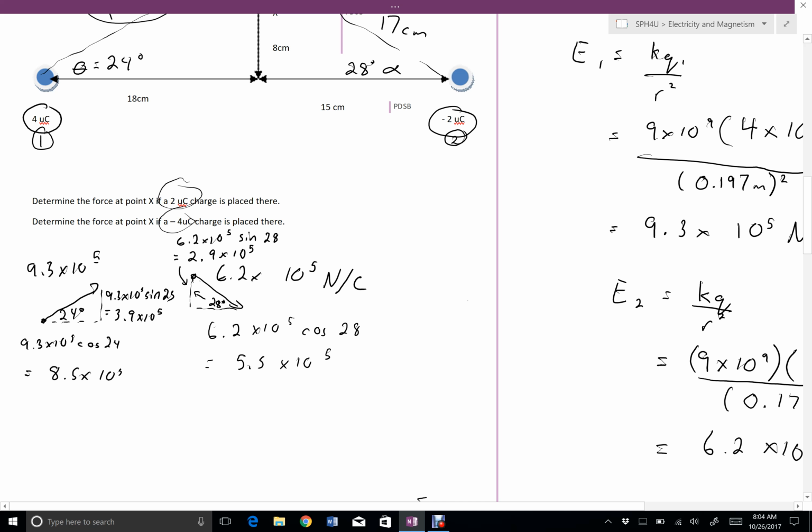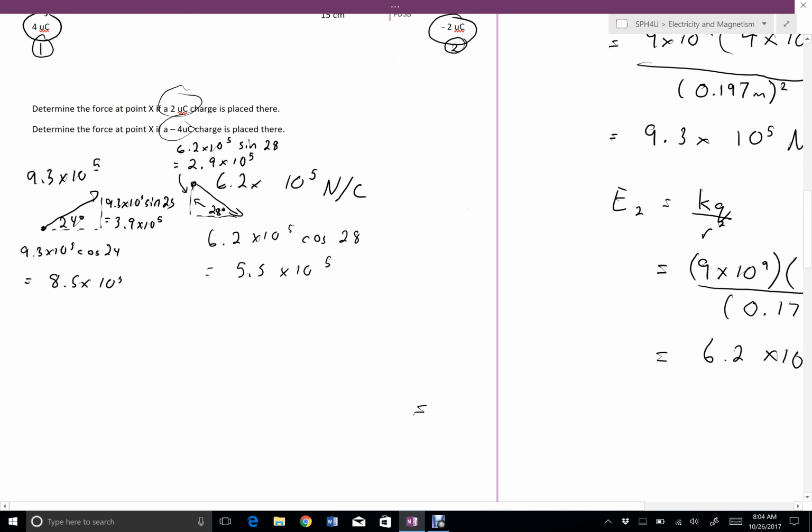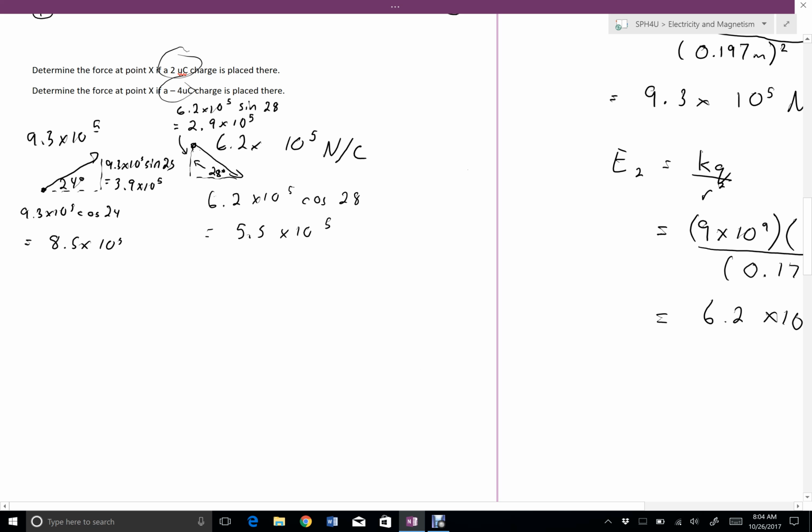Now all we have to do is add our individual components to come up with our total electric fields. I'm going to deal with my x direction and my y direction separately. I have my electric field from point 1, I have my electric field from point 2. So in the x direction, I have 8.5 times 10 to the 5. And in the y direction, I have 5.5 times, oh no, sorry, I'm copying the wrong component here. I'm looking for this guy right here.